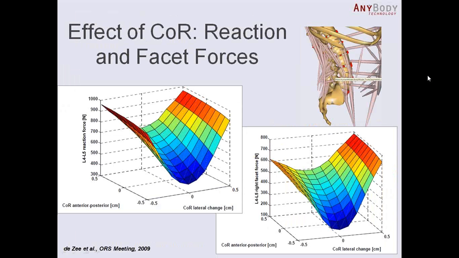Total disc replacement is another subject of interest in the spine community, and numerous modeling studies have been reported. DeZee and colleagues used AnyBody to look at the sensitivity of intervertebral reaction force as well as facet force as a function of disc placement as represented by the location of the center of rotation between the fourth and fifth lumbar vertebrae. They found that both metrics were pretty sensitive to positioning of the center of rotation, and lateral positioning was the more important, as you can see indicated by the red zones on both of the response surfaces shown on this slide.